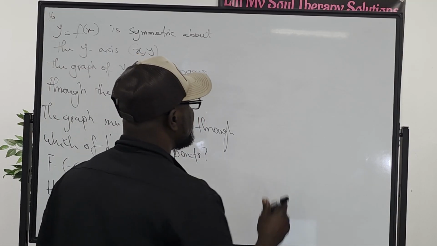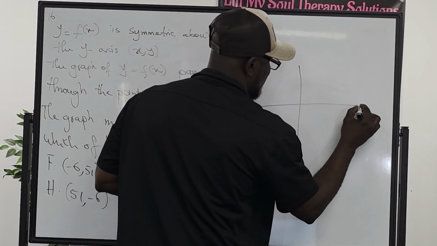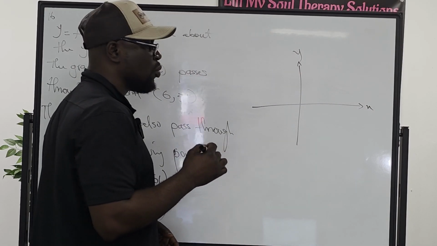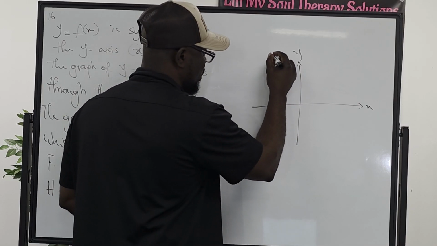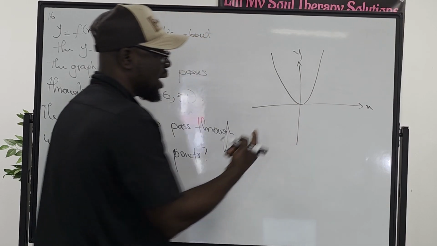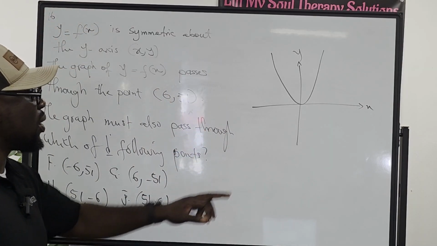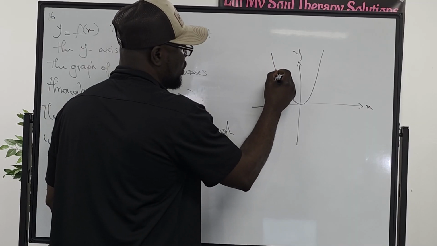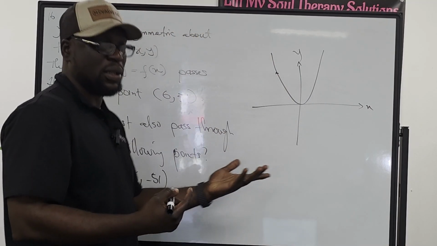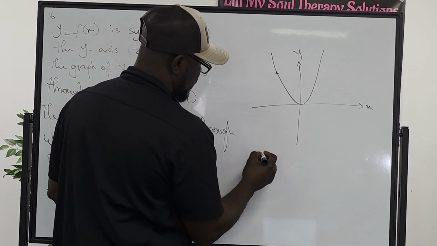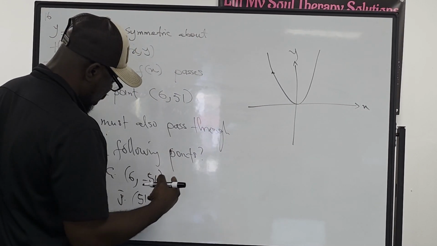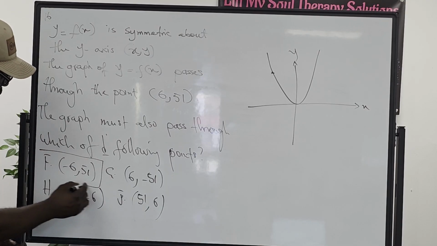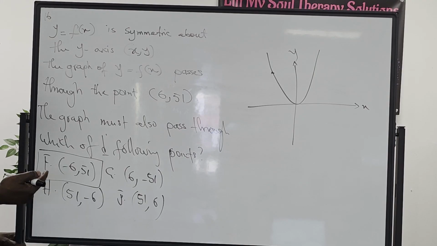What this means is, if this is your x-axis right here and this is your y-axis right here, and they say it is symmetrical about the y-axis, that means it's like that. Your x point is going to be negative, but your y will still be positive. So the only option that has x being negative is F. Your y is going to remain positive, which is 51.